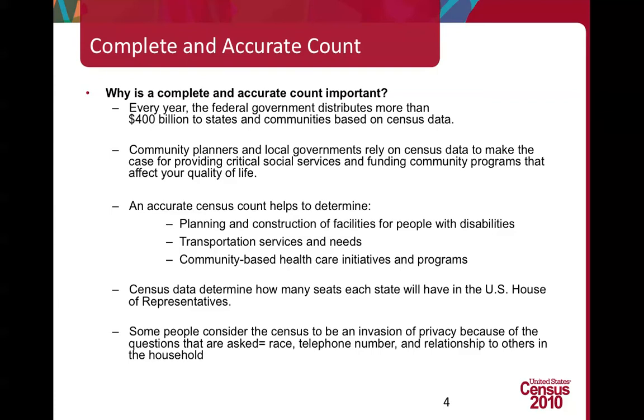Obviously, a big city is going to get more of those funds, like a Detroit or a Grand Rapids, than a Stanton or a Sheridan, who don't have as much population, and we don't need as much money as those places. Also, community planners and local governments rely heavily on census data to make the case for providing critical social services. In other words, we gain an understanding of how many community programs we need, how many stoplights, how many court systems, how many different agencies we need in different places based on the population of an area. And that's what this census information gives to us.